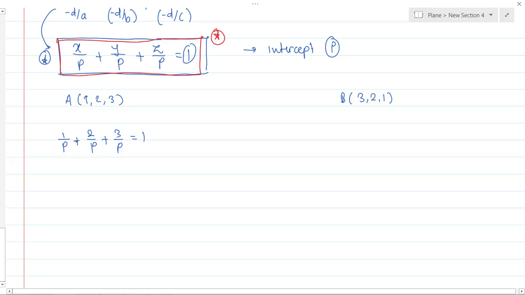So can I multiply throughout the equation by p? Yes, of course. So it is 1 plus 2 plus 3, it is equals to p. So p कितना आ गया भाई? p आ गया मेरा 1 plus 2 plus 3 is 6. Let's come to this side.